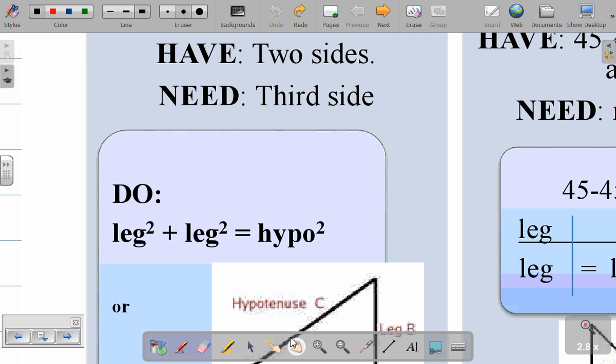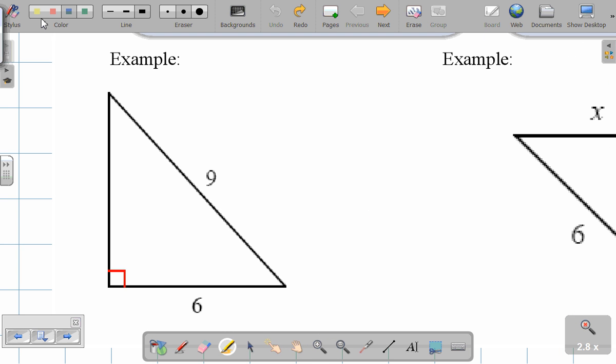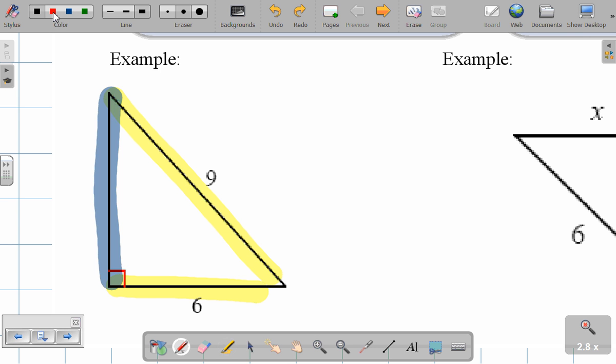So come down here. We're going to do one example of each. Have 2 sides, need a 3rd side. Label. Leg, leg. Wow, guys, I'm sorry, we're at the bottom of the green, left-hand side. You're doing an example of each so that you have an example of one.